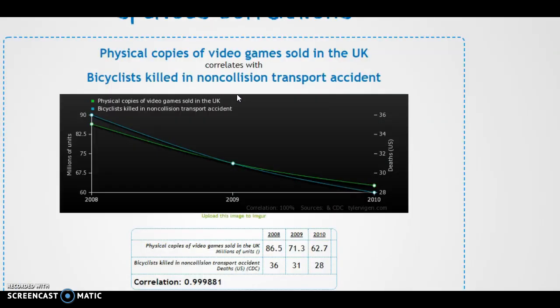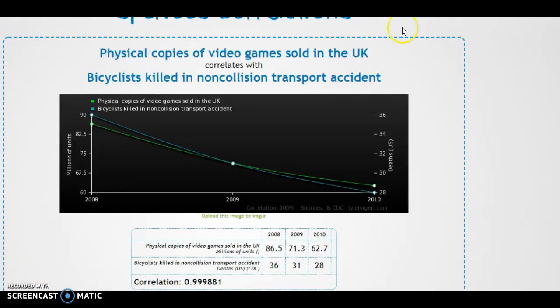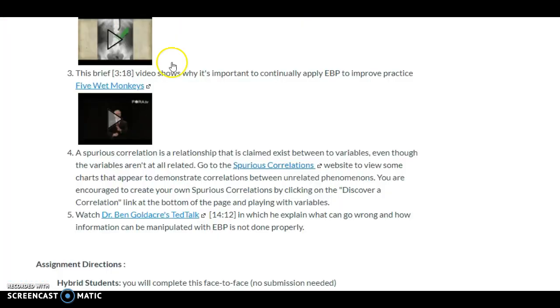And once you chart this, you'll see that there's these linkings that show that the data trends very closely together. So you're encouraged to go in and play around with those, see how easy it is to make it appear that there's a relationship between two things when there's not.